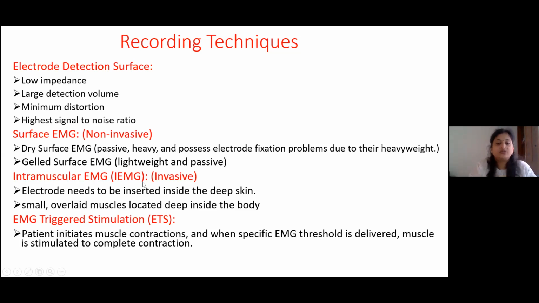Next is intramuscular EMG, that is IEMG. This technology is invasive. We capture good signals through this invasive technology, intramuscular EMG, compared to surface EMG, because intramuscular EMG is in direct contact with the muscle. So the distance between your muscle and the capturing surface is less in intramuscular EMG. The electrode needs to be inserted deep inside the skin, so a prick has to be taken. Patients or subjects generally don't give consent for this intramuscular EMG.